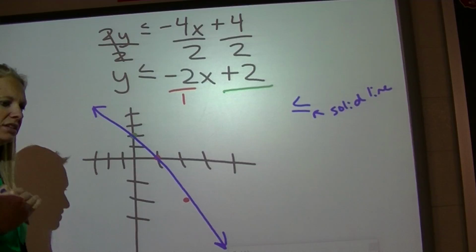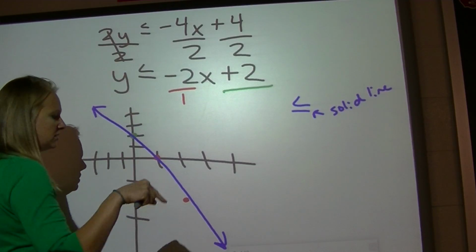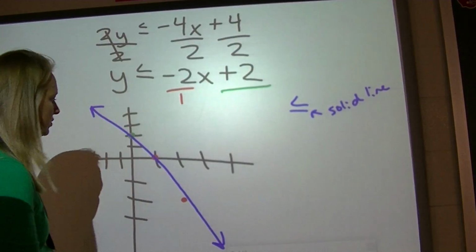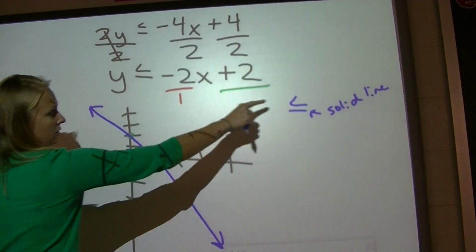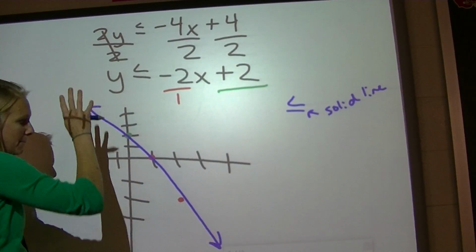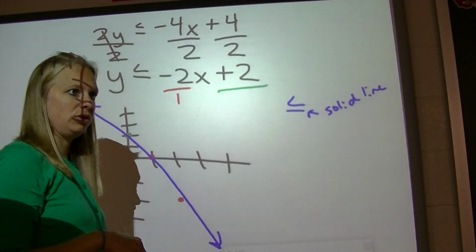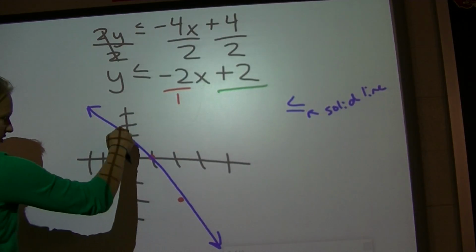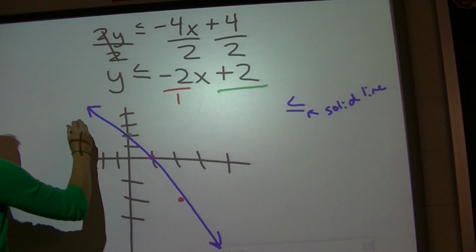And then because this is an inequality, the solution isn't just the points on this line like it is with an equation. The solution is all of the points on this line because it's equal to, and because it's less than or equal to, it's everything below that line. So we shade everything below the line, which is the smaller y values, which is here.